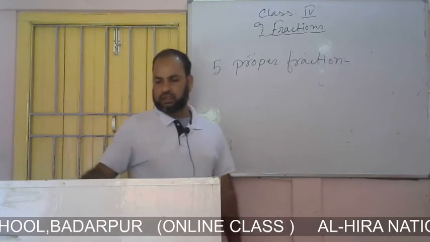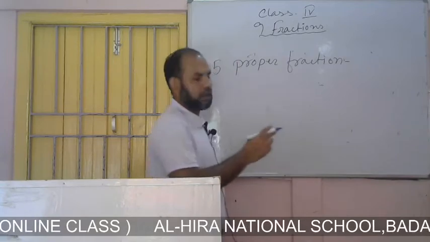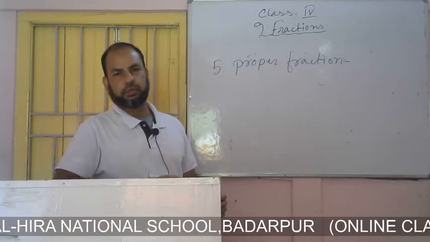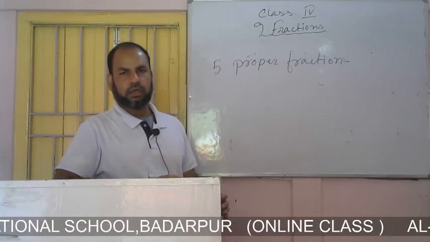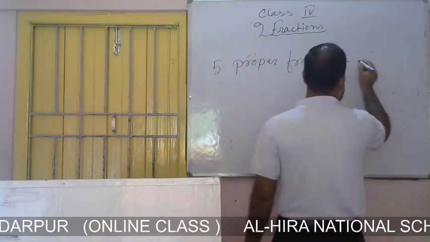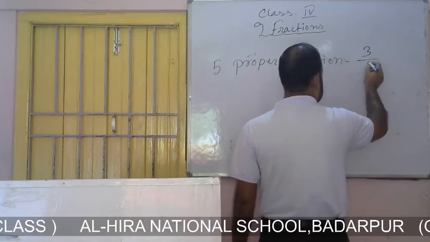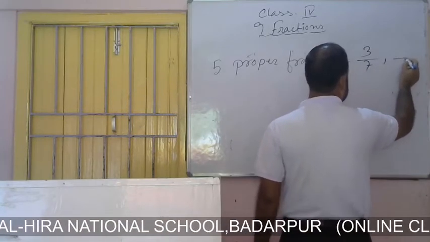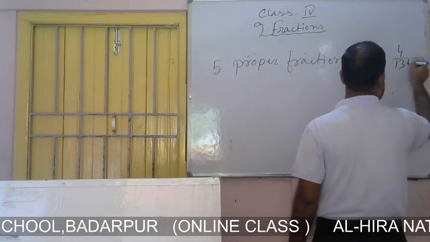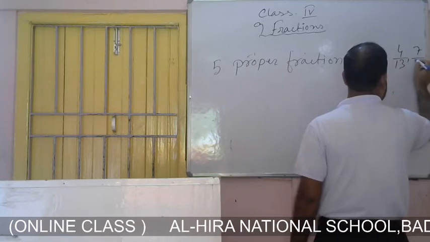Proper fraction. A fraction in which the numerator is smaller than its denominator is called a proper fraction. Numerator is smaller than denominator. Suppose 3 by 7, 4 by 13, 7 by 11.